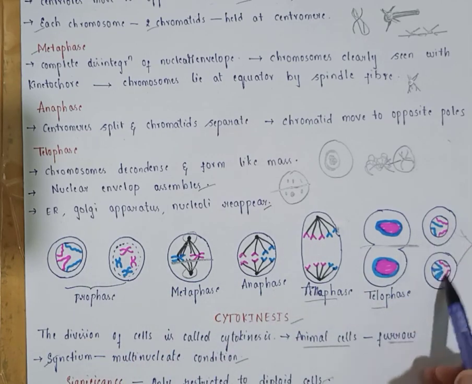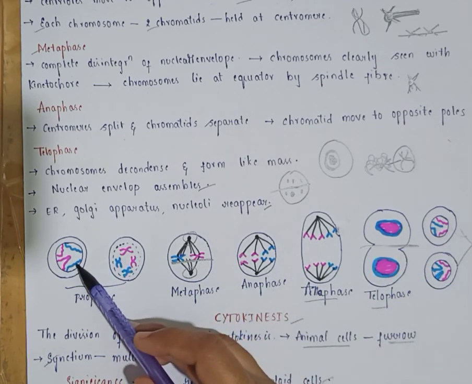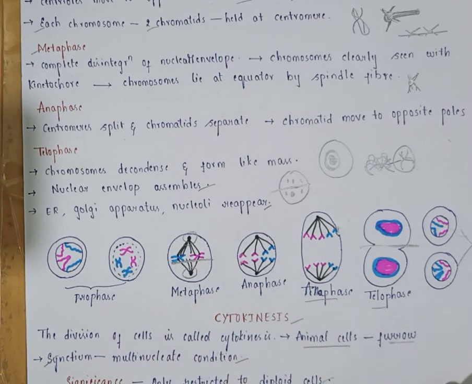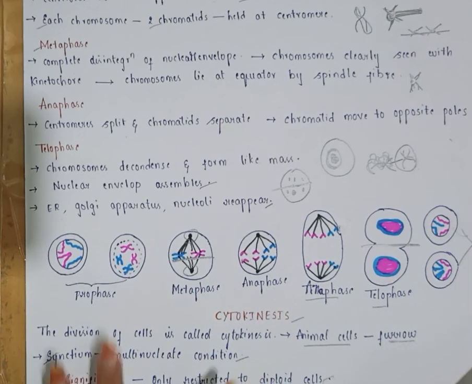As we can see, the daughter cells look the same as the parental cell, hence it is called equational division. So this is about mitosis.